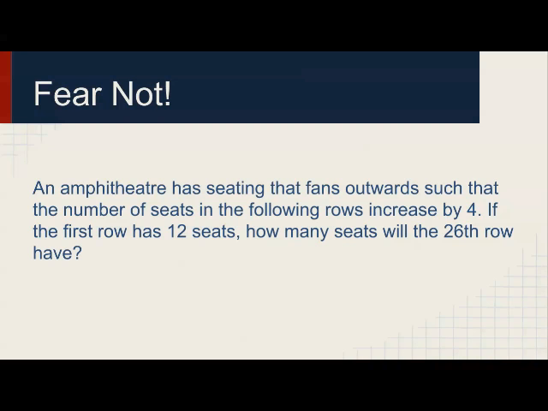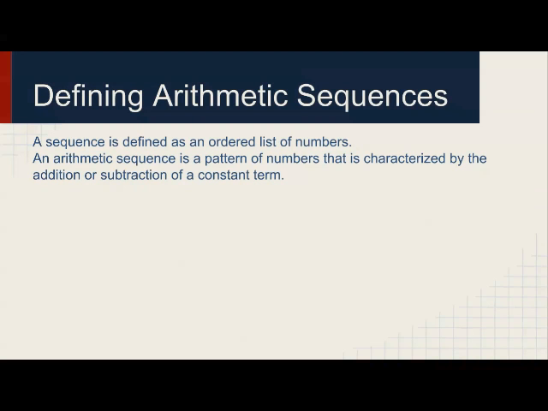So, let's continue on. A sequence is defined as an ordered list of numbers, and specifically an arithmetic sequence is a pattern of numbers that is characterized by the addition or subtraction of a constant term. So that's what it is.